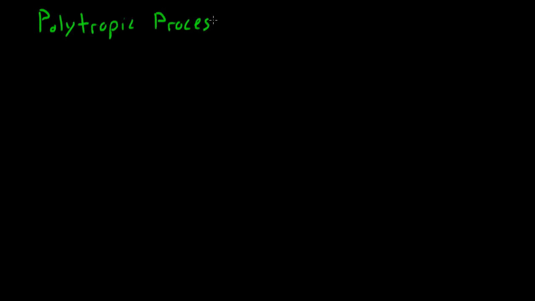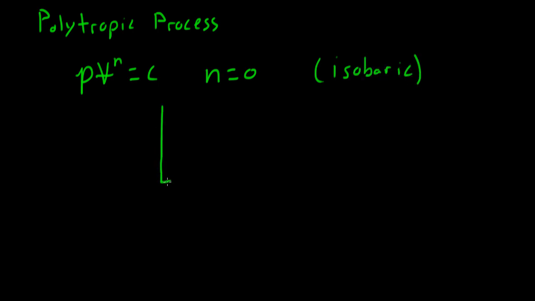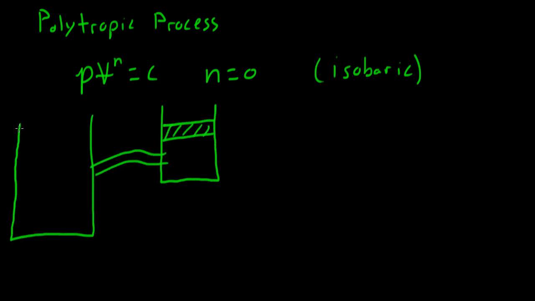In this video, we will work an example evaluating the work in a polytropic process. For this problem, the polytropic constant will be 0. Recall that when n equals 0, we have a constant pressure, or isobaric process. Let's imagine a piston cylinder apparatus that is connected to a large supply air tank.